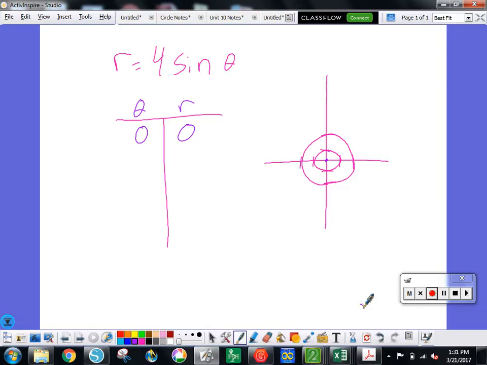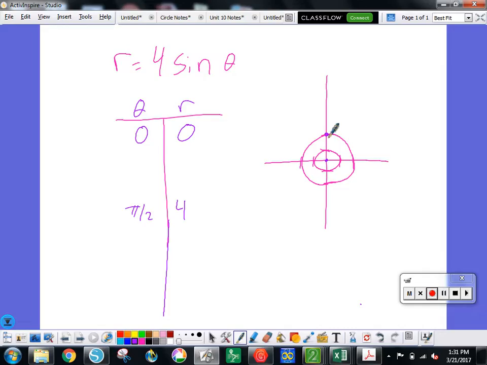Pi halves. Okay, I'm going to leave a little space because I actually do have to come back and use some of these, but I'm going to show you why we need to pick those other values. So if we pick pi halves, what is the sine of pi halves? 1, and 1 times 4? 4. Okay, all I'm doing is plugging the value in for theta to get the r value, correct? So therefore, pi halves is on this axis right here, so I'm going to put a point right there.